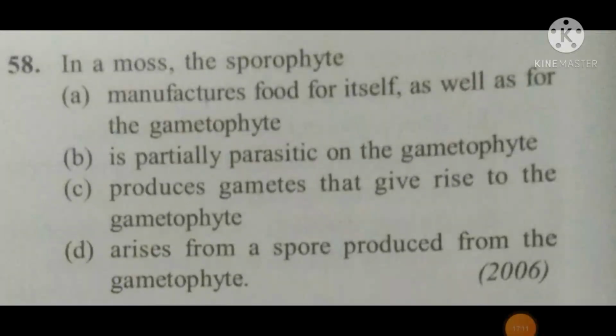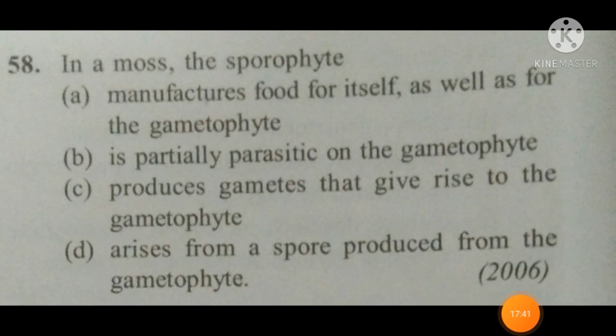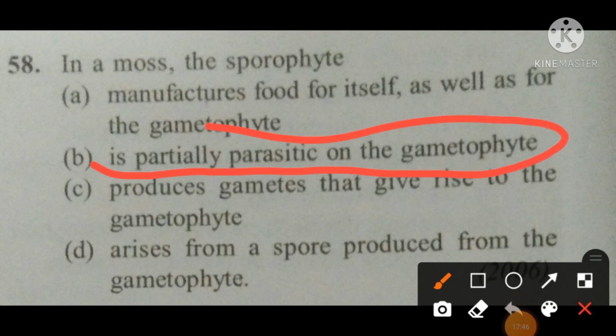Next question, in a moss, the sporophyte, option A, manufactures food for itself as well as for the gametophyte. B, is partially parasitic on the gametophyte. C, produces gametes that give rise to the gametophyte. D, arises from a spore produced from the gametophyte. So the correct answer for this is option B, is partially parasitic on the gametophyte.